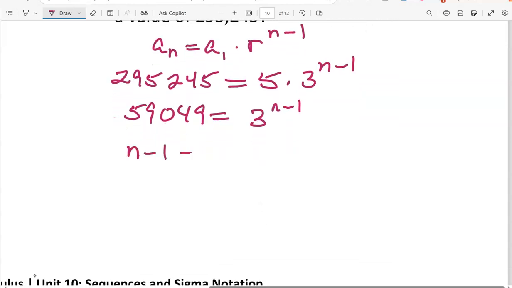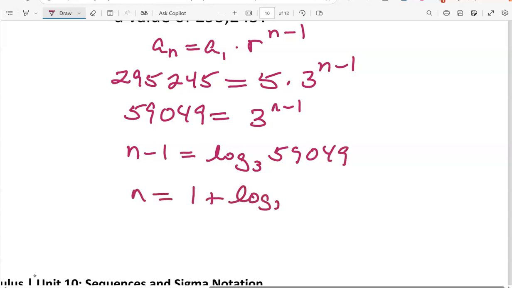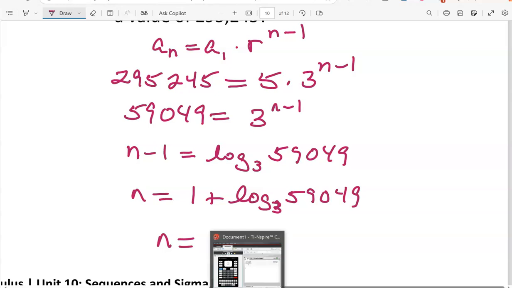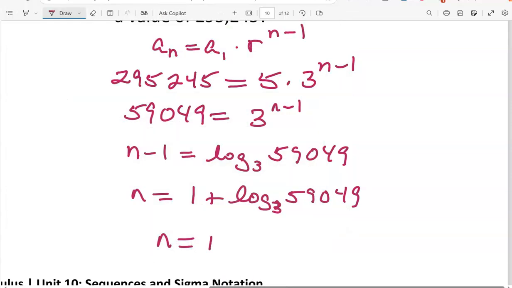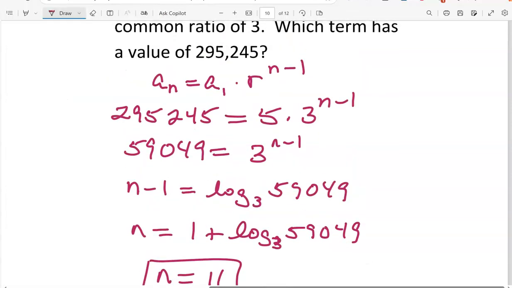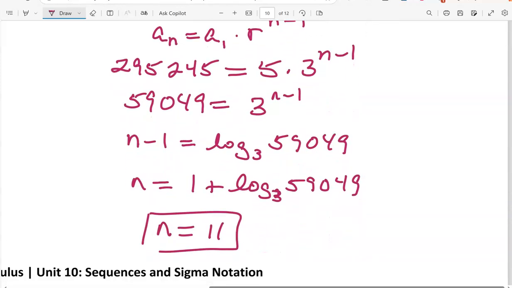If we're solving for the exponent, we need a logarithm, so n minus 1 is equal to the log base 3 of 59,049, and n is equal to 1 plus the log base 3 of 59,049. Now we have a calculator-ready answer, so we can put that in the calculator, 1 plus log base 3, and then just use the answer feature so that you do not have to type that number again. And that'll give us 11. So that is the 11th term.